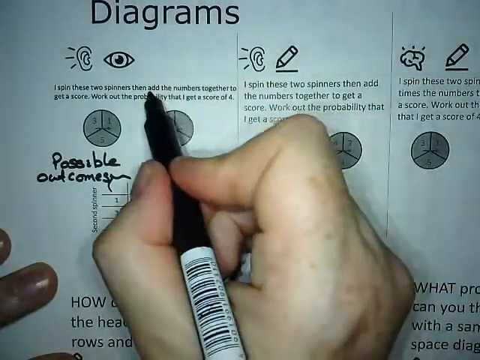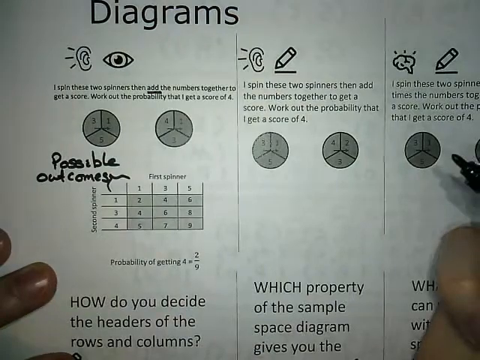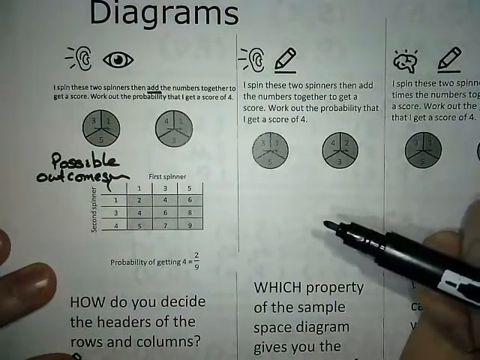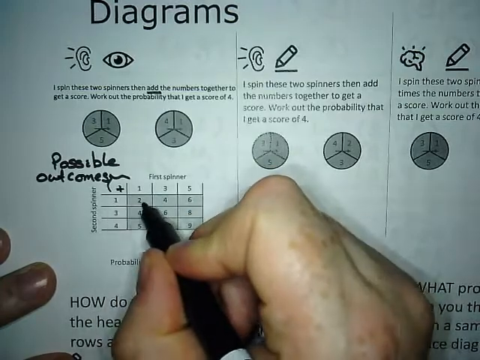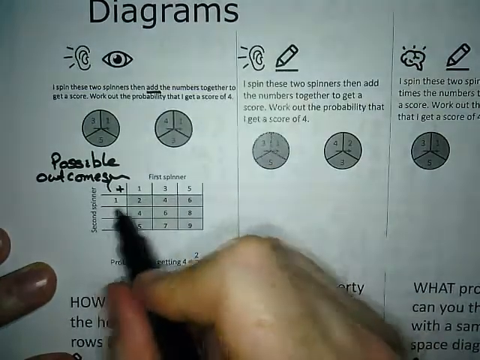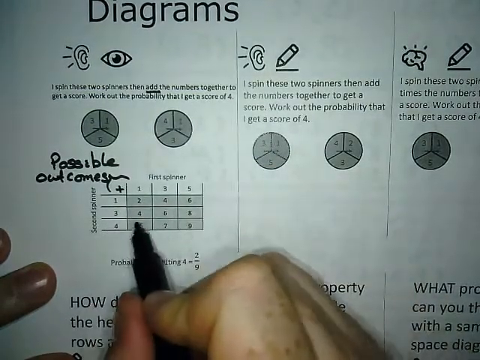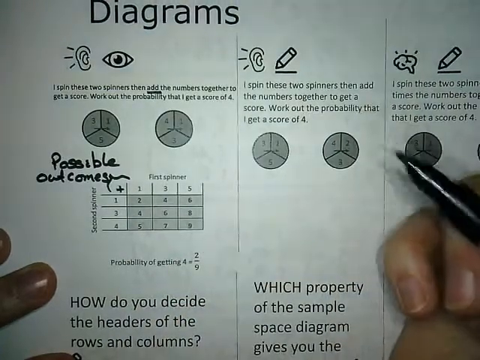Now it tells me that I add the numbers together. So a bit like filling in a times table grid, I'm going to do 1 add 1 is 2, 1 add 3 is 4, 1 add 5 is 6, and so on until my grid is filled in.